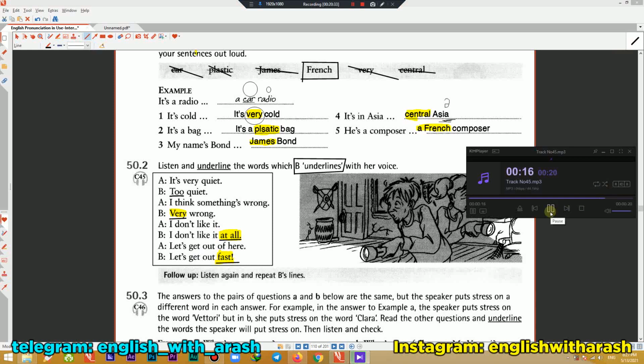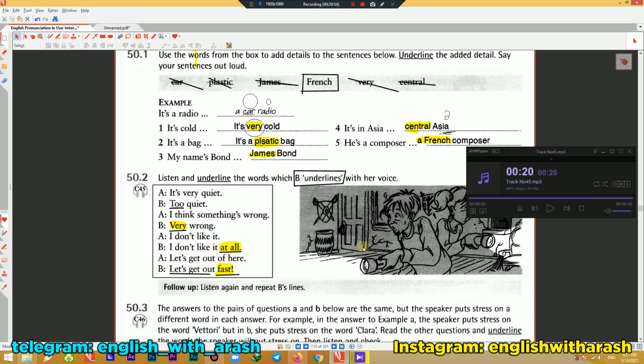At all! Let's get out of here. Let's get out fast! Yeah, let's get out fast. So again, get out, it's old information, but new information is fast. Now she's highlighting the fact that they have to do it fast. And you see the picture and they're right.